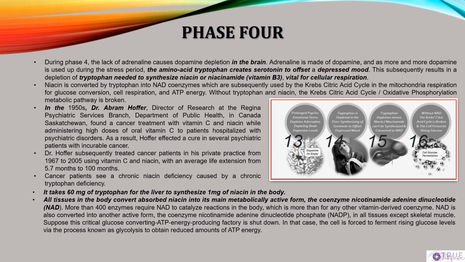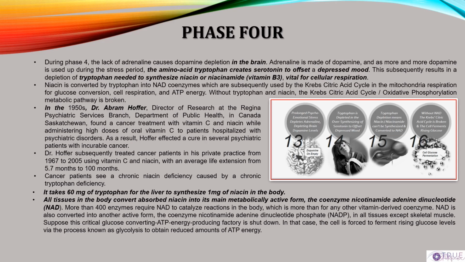Niacin is converted by tryptophan into NAD coenzymes, which are subsequently used by the Krebs citric acid cycle in the mitochondrial respiration for glucose conversion, cell respiration, and the production of the all-important ATP energy. Without tryptophan and niacin, the Krebs citric acid cycle metabolic pathway is broken.